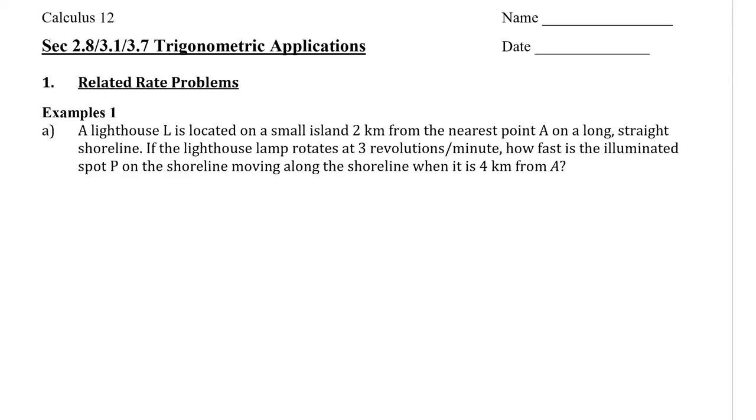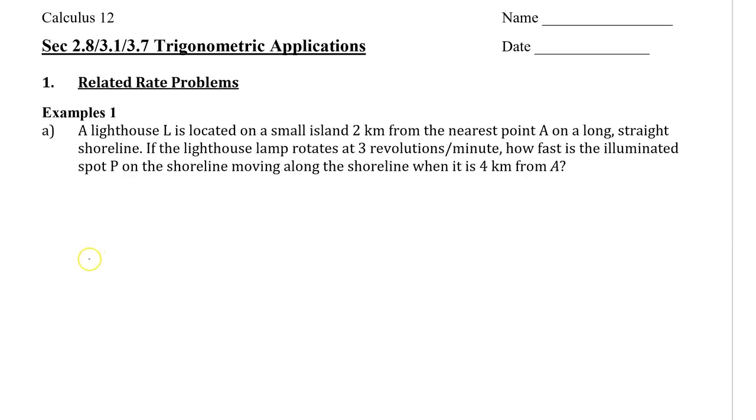In this video, we're going to take a look at some application problems which require trigonometry to solve them. The first one we're going to take a look at is a related rates problem. A lighthouse L is located on a small island 2 kilometers from the nearest point A on a long straight shoreline. If the lighthouse lamp rotates at 3 revolutions per minute, how fast is the illuminated spot P on the shoreline moving along the shoreline when it is 4 kilometers from A?